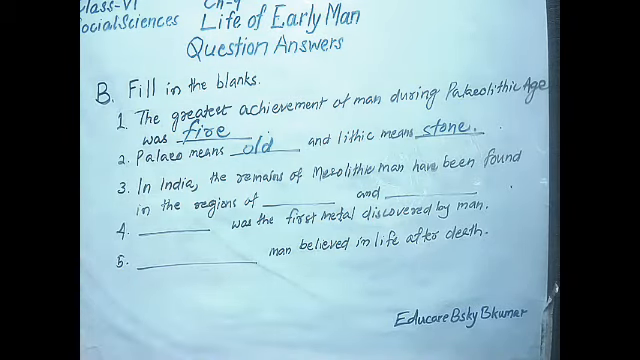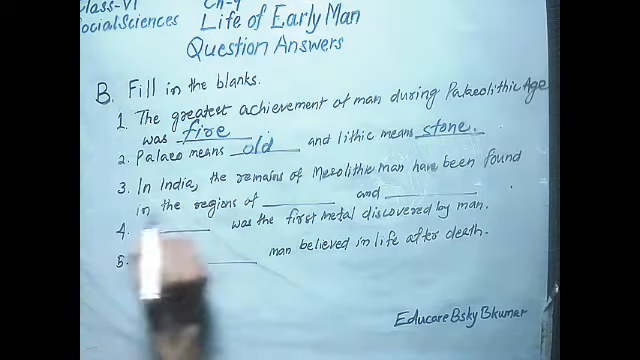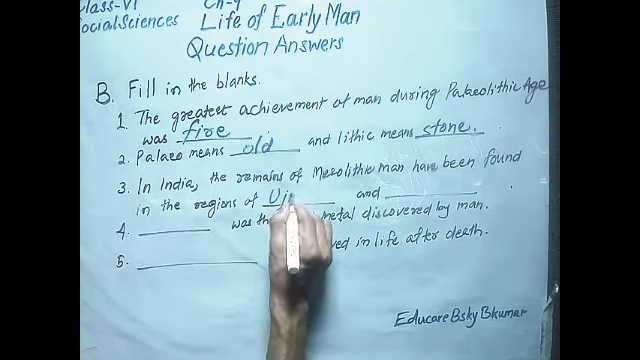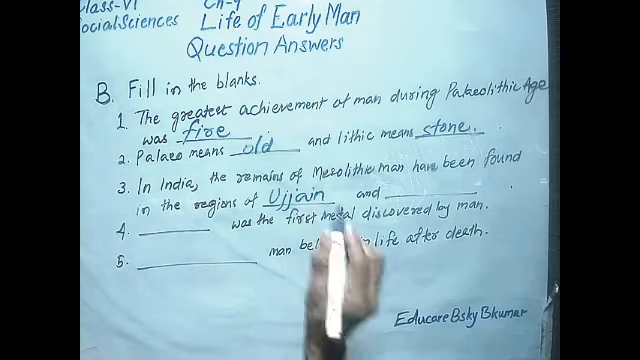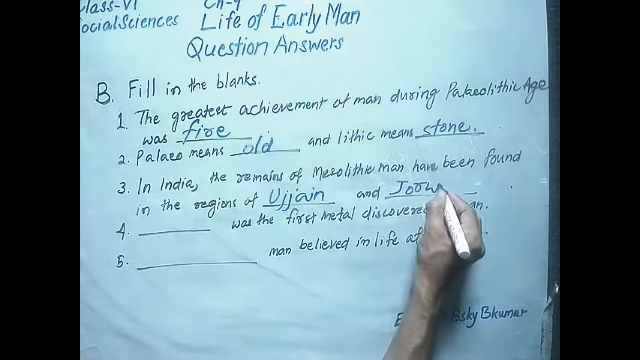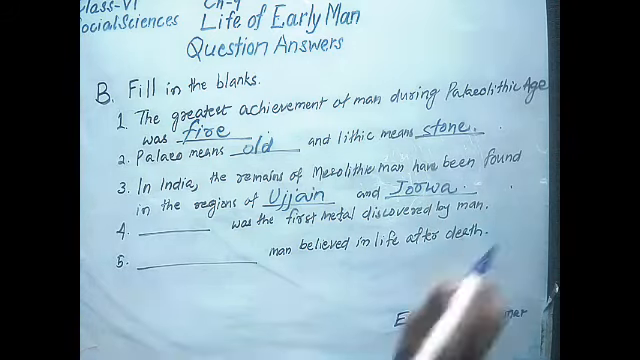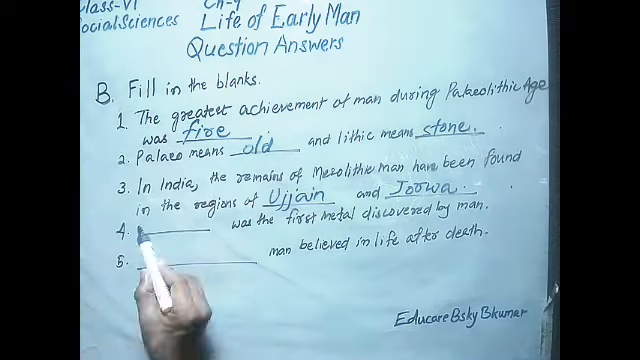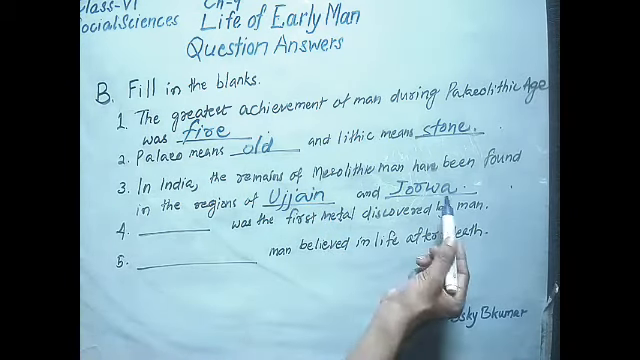Third one, in India the remains of Mesolithic men have been found in regions of dash and dash, and there are 4 to 5 places where it is found, but you have to write any two. So in the regions of Ujjain and Jorwa. In India, the remains of Mesolithic men have been found in the region of Ujjain and Jorwa.